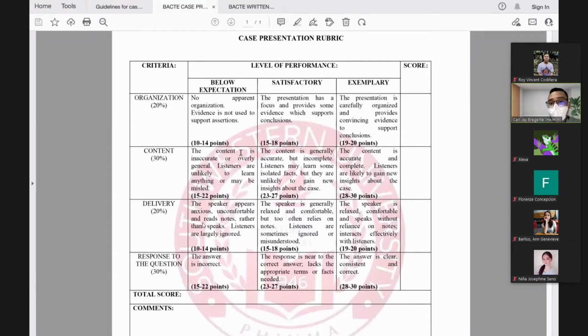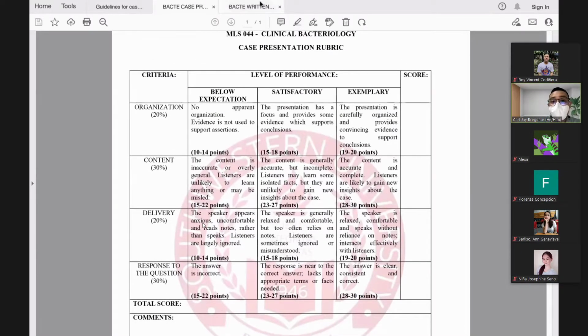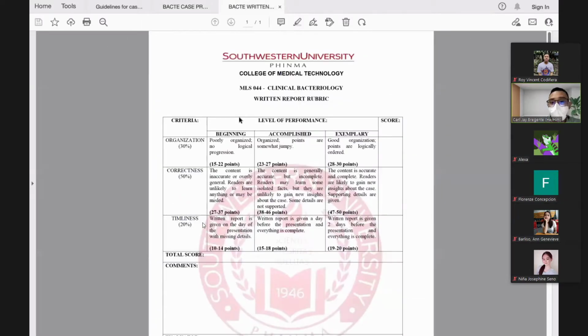Aside from the case that you will be presenting, you will also submit a written report. Your written report will answer the different guide questions. At the end of each case, there are guide questions. So you answer those guide questions and you will be graded. For that, you have organization, correctness, and the timeliness of the written report. You can submit it a day before your case presentation or on the day of the case presentation. If it is late, then there is a deduction.